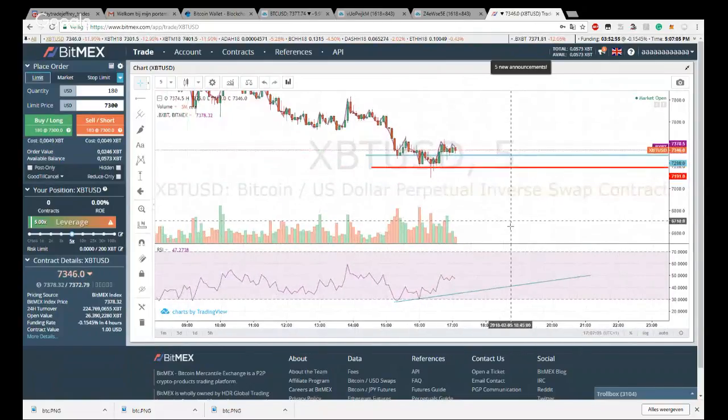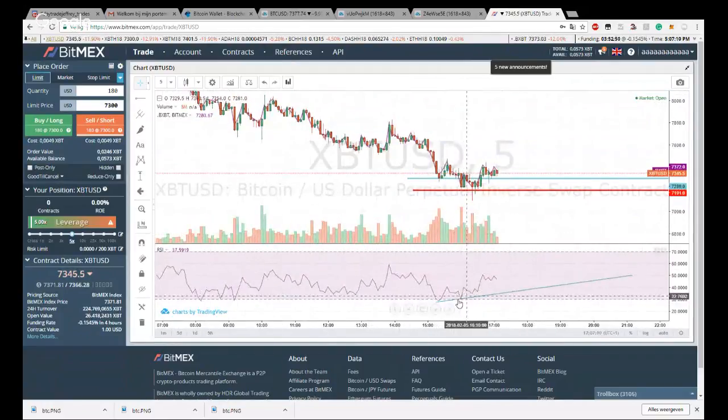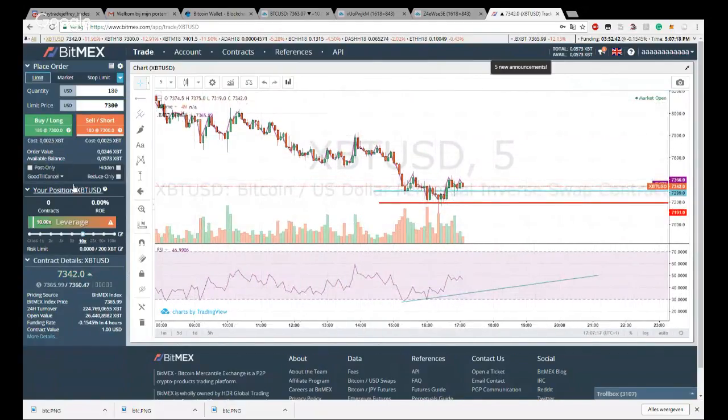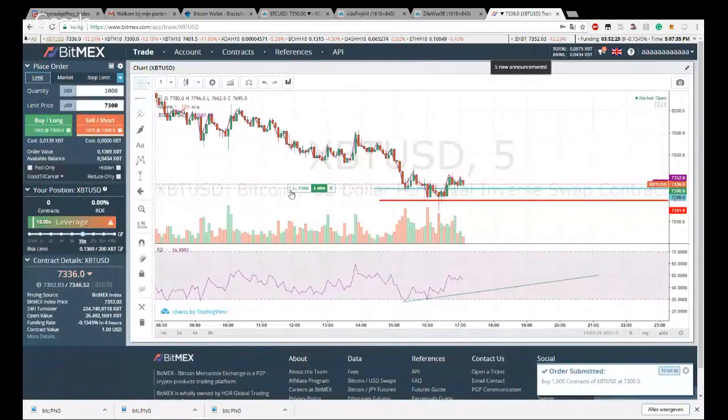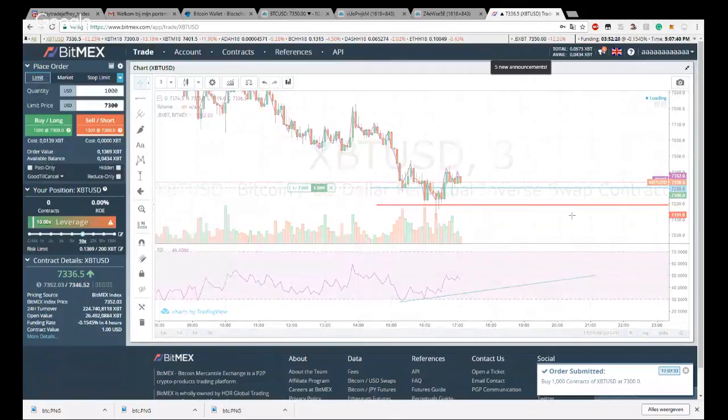I'm just going to demonstrate by filling an order now. As I said, the RSI appears to diverge from the price. So let's say I want to put in an order right now. I'm gonna put in a very small order, only 1,000. So I'm going to buy long. Let's see if I want to get this filled here.